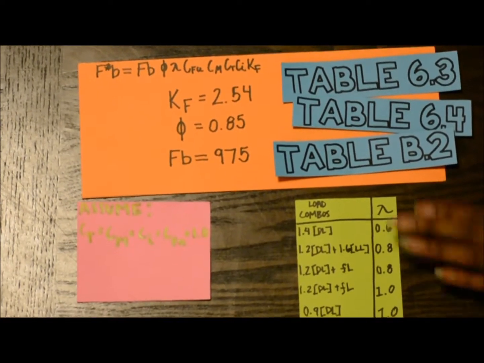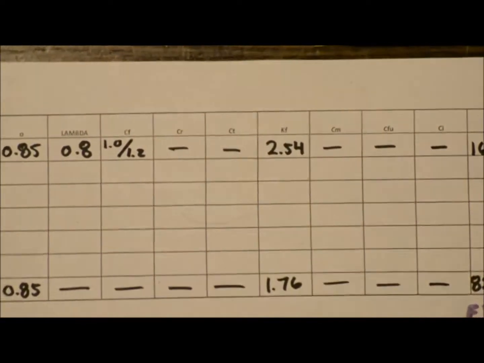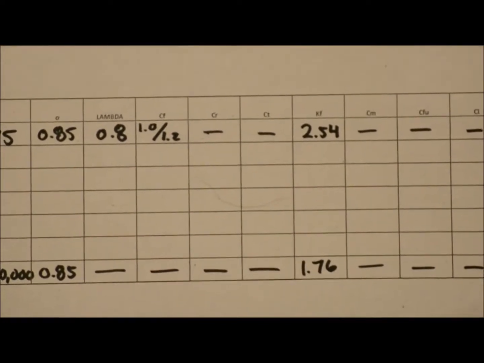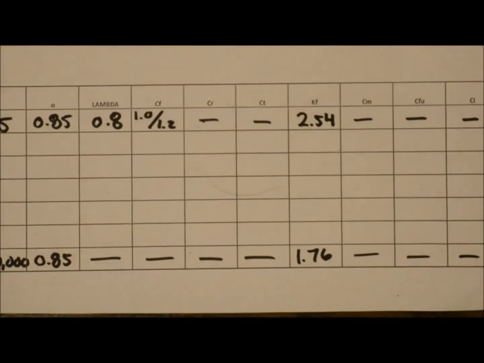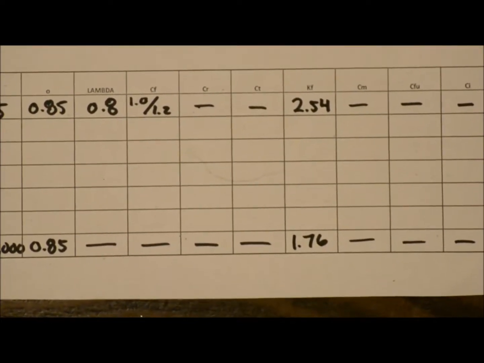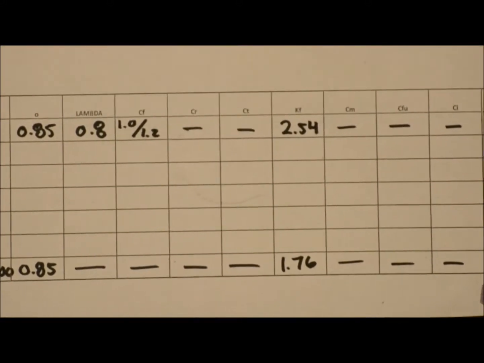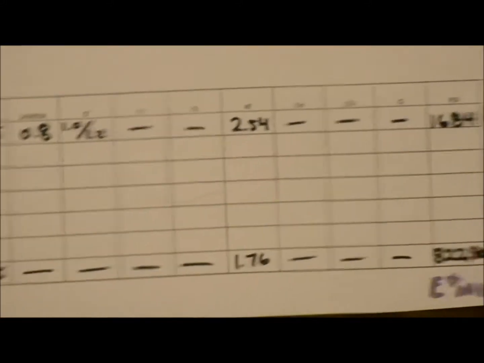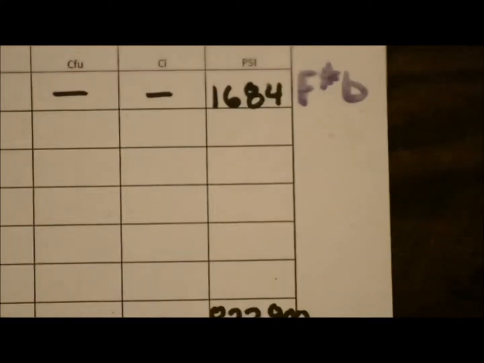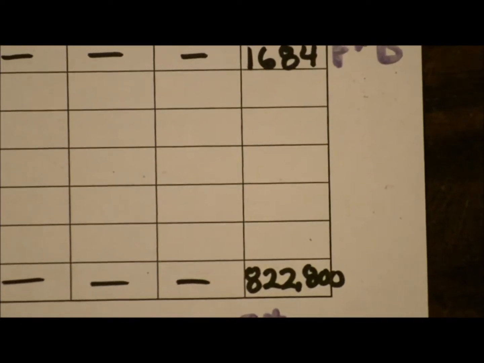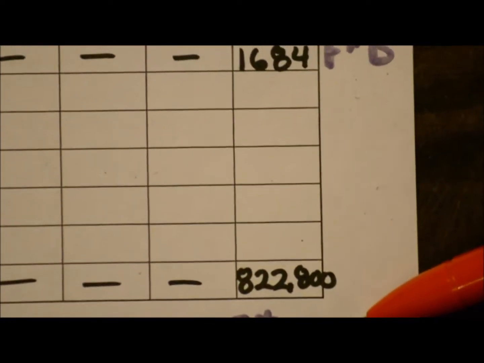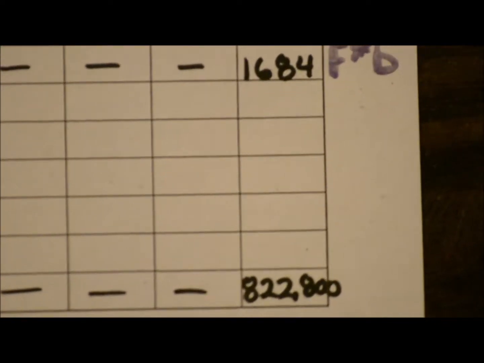So here we have our neat and handy Excel sheet table, and we just plugged in our values. And as you can see, we've already solved for F*b, which is our design value for bending stress. And we have 1684 psi. Now we're also going to solve for E*min. We'll need this value for later.